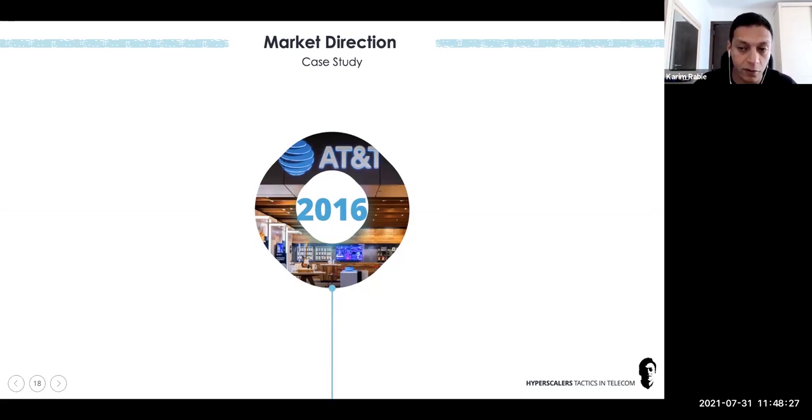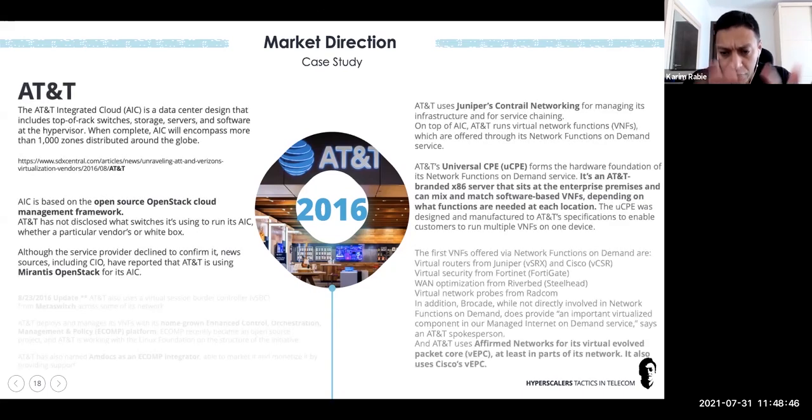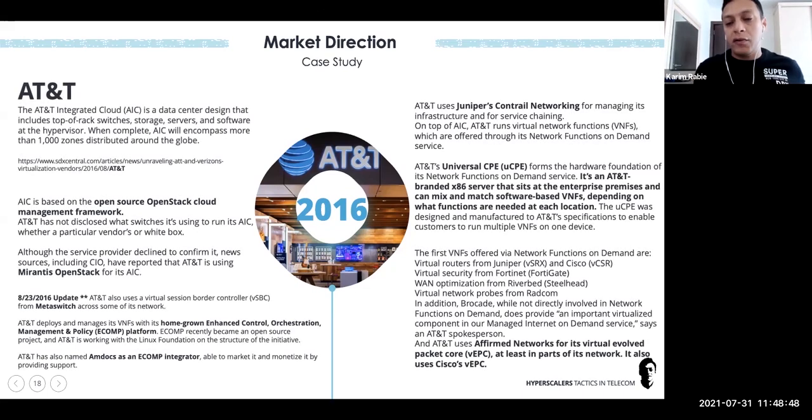AT&T really was a different case because before that date, vendors were the ones who used to drive the technology. But with the evolution of technical and software development skills in AT&T, they started to push the community in the software track. So in 2016, and I extracted some text from a lecture from 2016, but I highlighted something that I'm going to stress on. In 2016, AT&T announced the AIC, the AT&T Integrated Cloud, which has now been renamed Network Cloud.